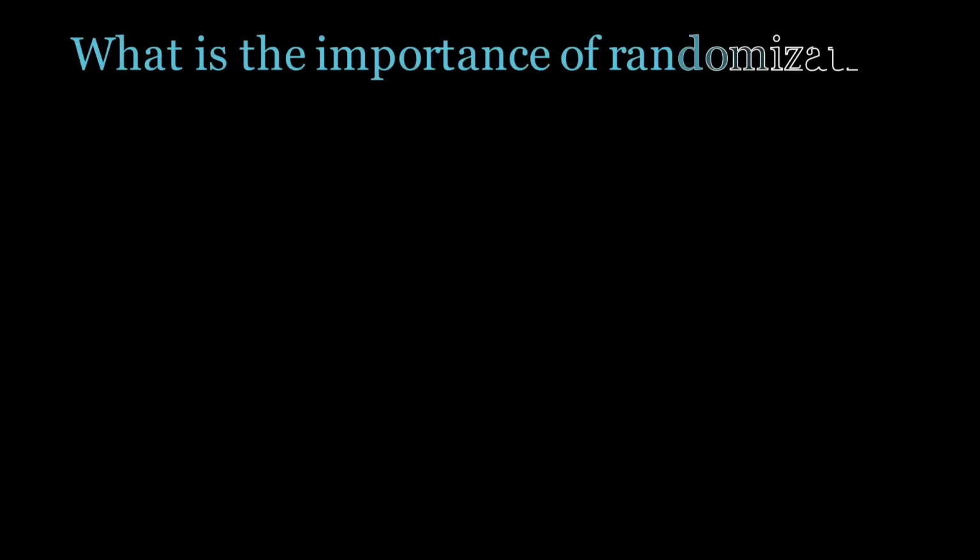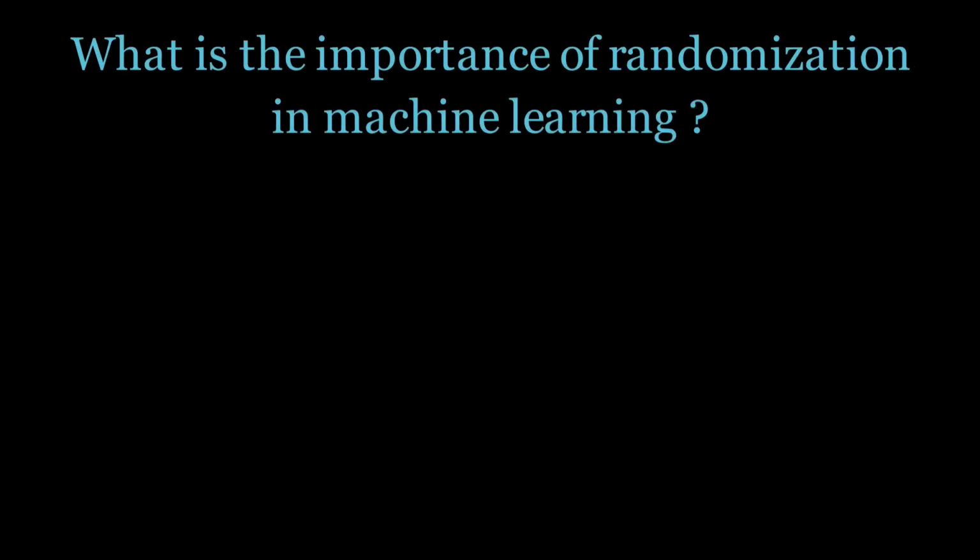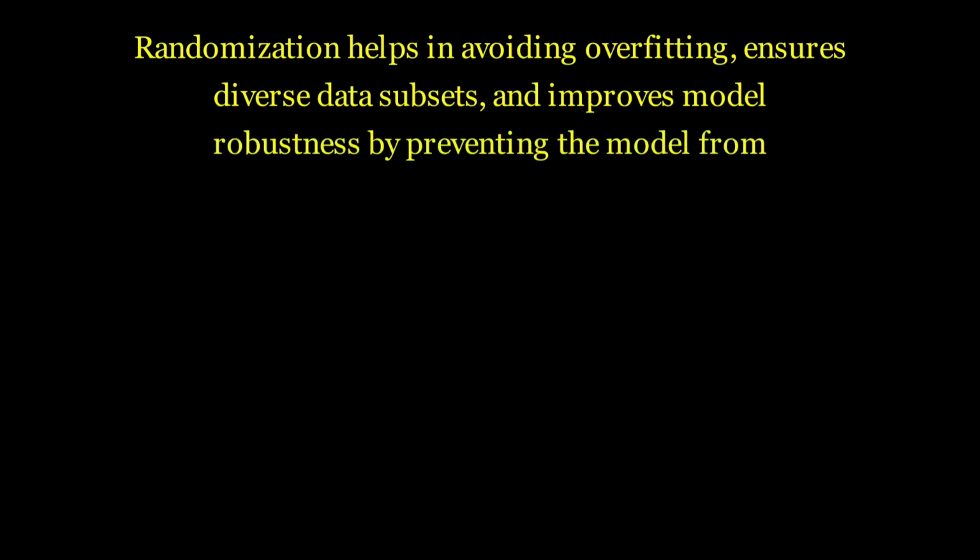What is the importance of randomization in machine learning? Randomization helps in avoiding overfitting, ensures diverse data subsets, and improves model robustness by preventing the model from memorizing specific data patterns.